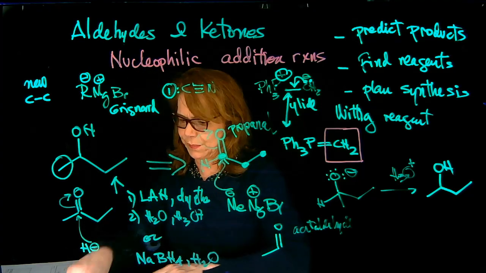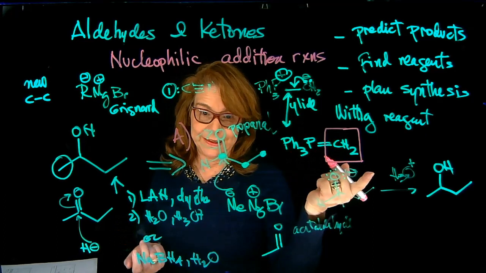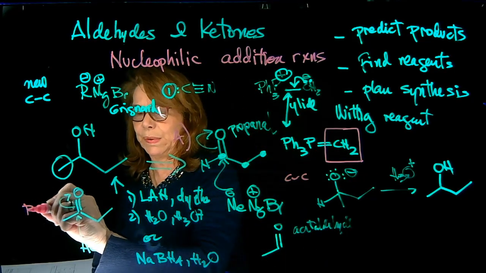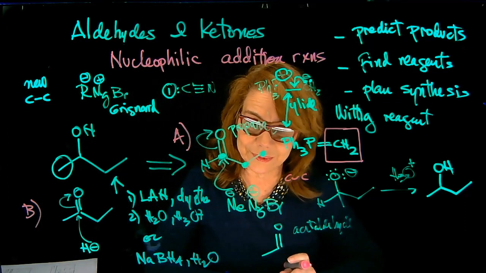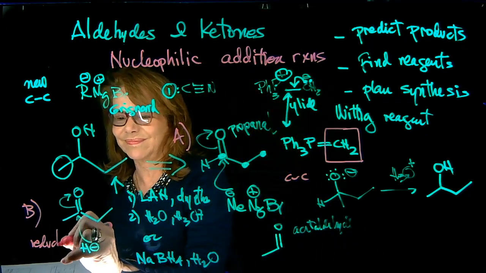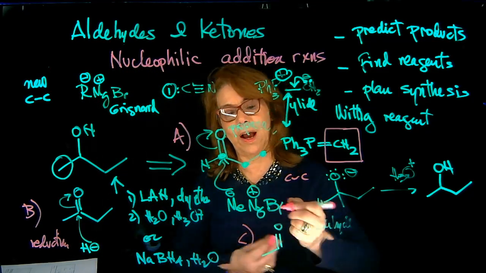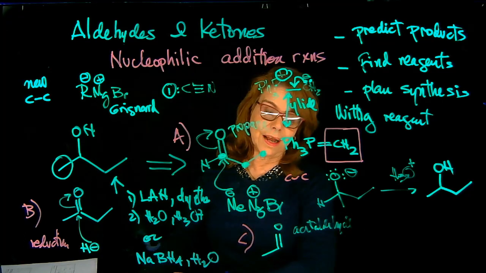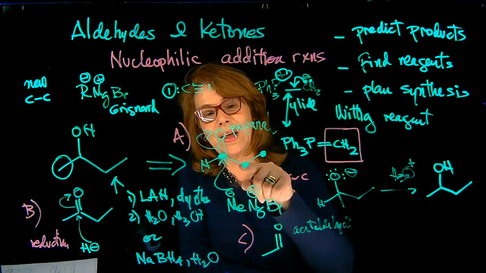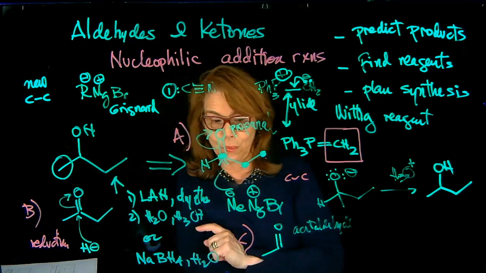So let's say that was strategy A, in that we made a new carbon-carbon bond. In strategy B, we didn't add carbon-carbon bonds. What we did was a reduction. And I'm going to do a third strategy. Now, if I start from this aldehyde, here I have 2 carbons. I need to add more carbons to that. So I will need to get here. If I have this 2, I need to add 2 more.